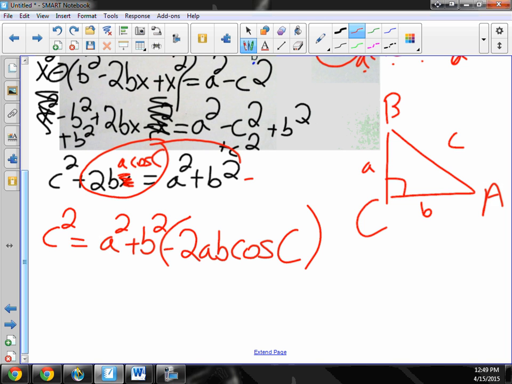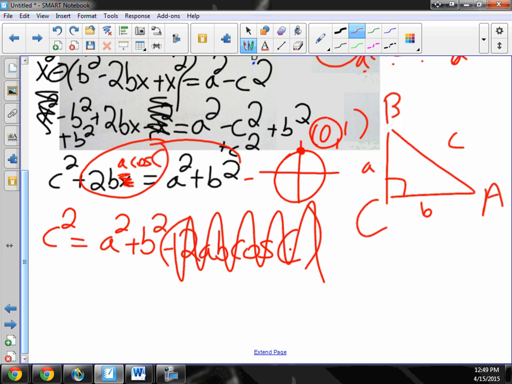Well, what is the cosine of 90? On the unit circle, at 90 degrees, we have (0, 1). Cosine is the x value. Cosine of 90 is 0. Well, what is negative 2 times A times B times 0? 0. So this right here says if C is a right angle, then all of this goes away, and you're left with the Pythagorean theorem. If not, you have to keep it, and this now works for every single triangle.